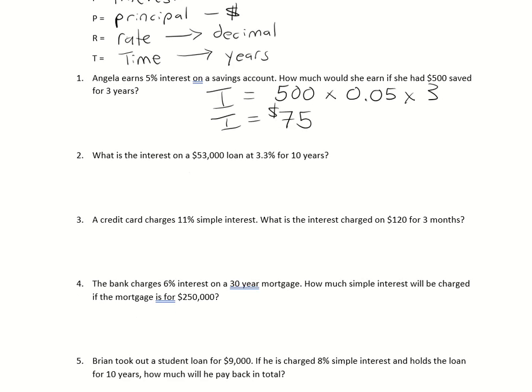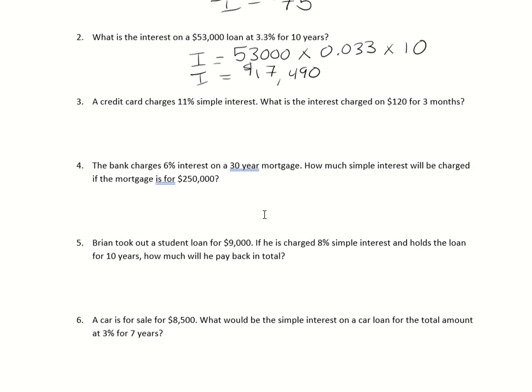What is the interest on a $53,000 loan at 3.3% for 10 years? So the P is how much you are borrowing, $53,000, times the rate as a decimal, which would be 0.033, times the time in years, which is 10 years. Then I go to my calculator, put in 53,000 times 0.033 times 10 years, and that comes out as $17,490. Please remember your labels. We don't want any naked numbers.